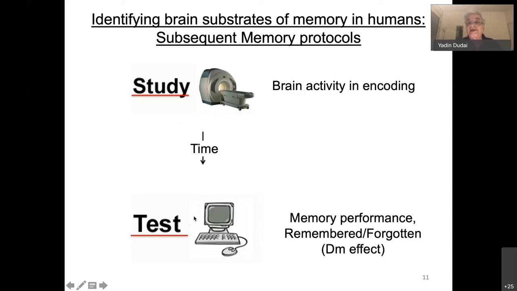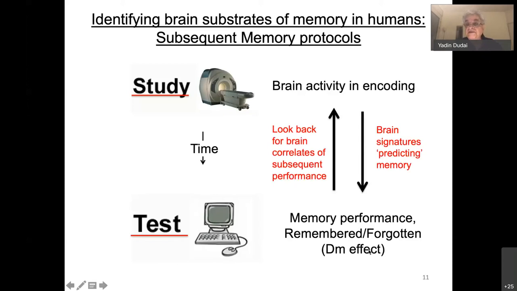But now comes the trick. And that's the only thing I really wish you to pay attention to in this slide. Here is what we do. We take the performance and measure it. Again, it doesn't matter exactly how. We have a memory performance unit here, some level of success. We go back to the activity of the brain that we recorded in the study session. It's recorded. It's retained. And we try to correlate activity or signatures of the brain with the memory performance much later. By doing so, we look back for brain correlates of subsequent performance, and we try to identify the signatures here that predict the memory here.